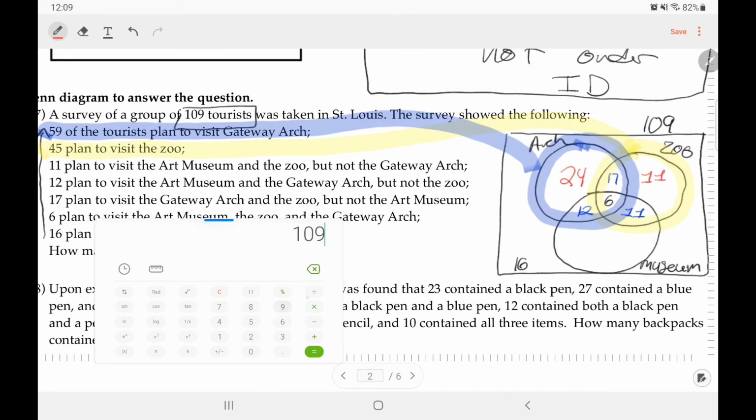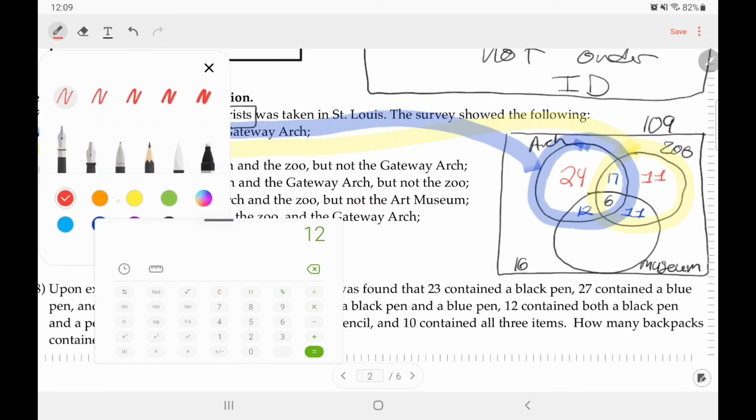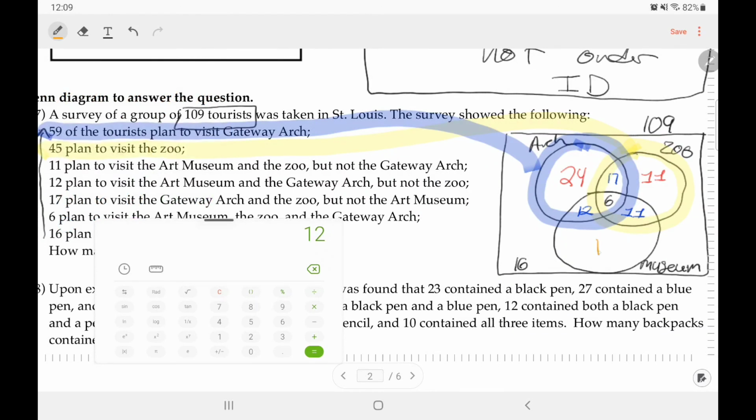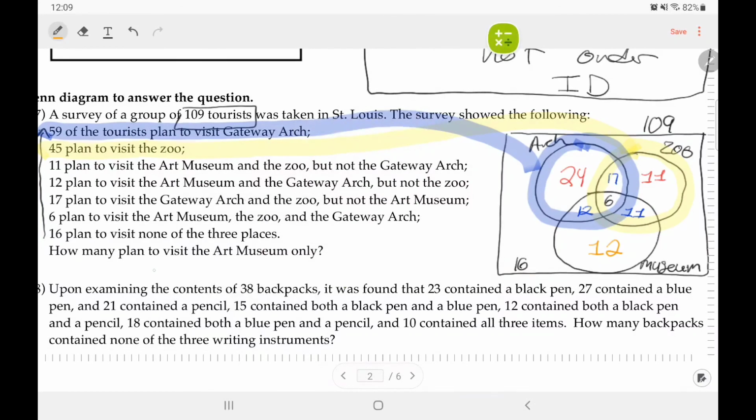109 minus 97 is going to equal 12. We put it in a different color, orange. 12. And that is how many plan to visit the art museum only. 12 tourists.